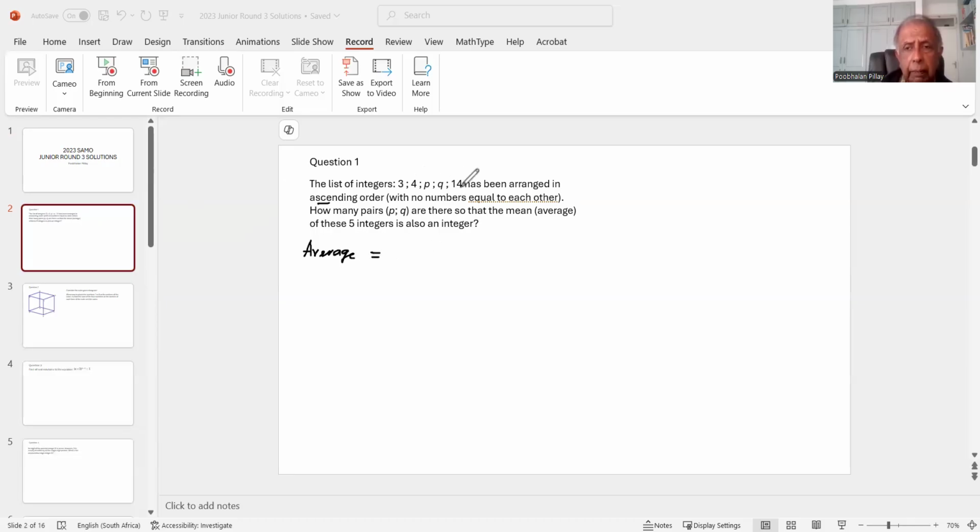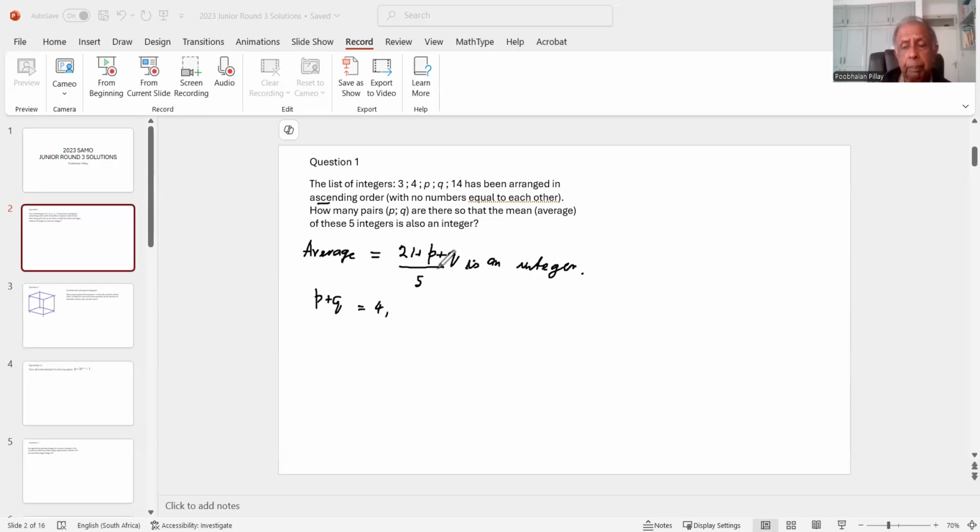So let's just calculate the average. The average is the sum of these 5 numbers: 3 plus 4 plus 7, 7 plus 14 is 21, 21 plus the 2 unknown numbers, divided by 5. And you want this to be an integer. So to be an integer, it means that the numerator must be a multiple of 5. So you have 21 here already. So the sum of these two could be 4 to make it a multiple of 5.